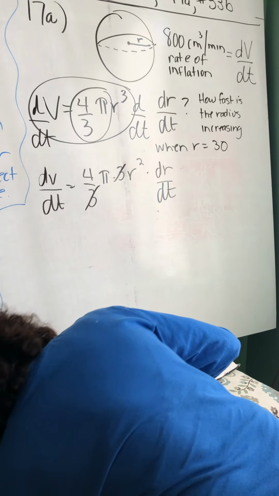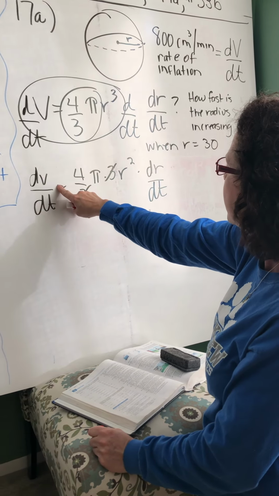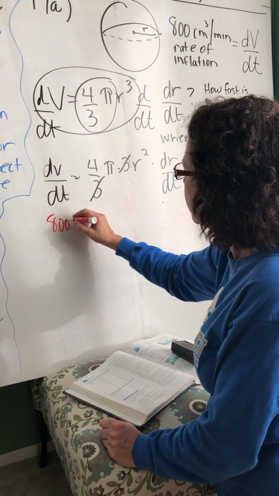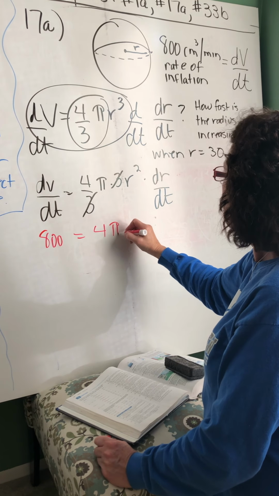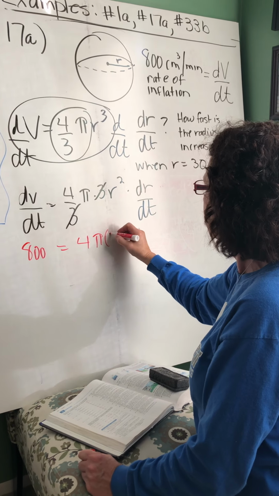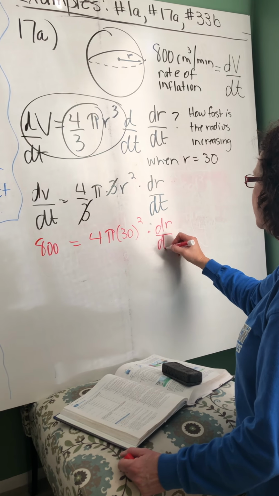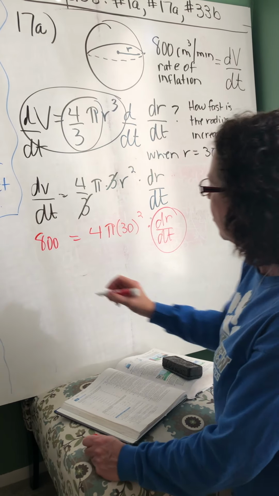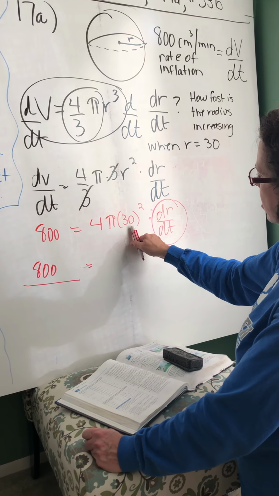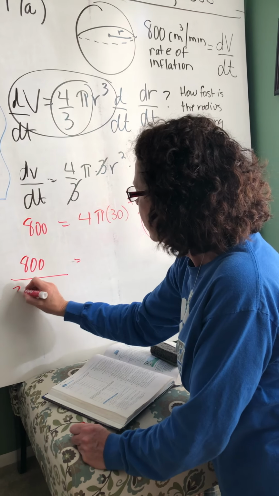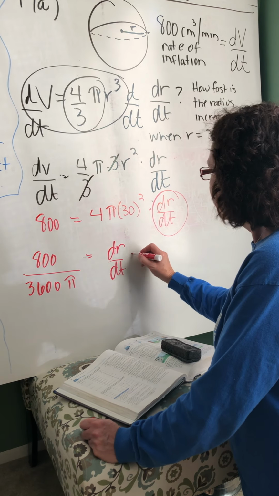It is time to pop in the information they gave us and solve for what they asked us for. Let's see. They gave us dV/dt, 800 cubic centimeters per minute equals 4 pi. My r, they told me when r is 30. dR/dt is what they're asking me for. I tend to circle it. There we go. This is 800 divided by, this is 900 times 4, 3600 pi equals dR/dt.